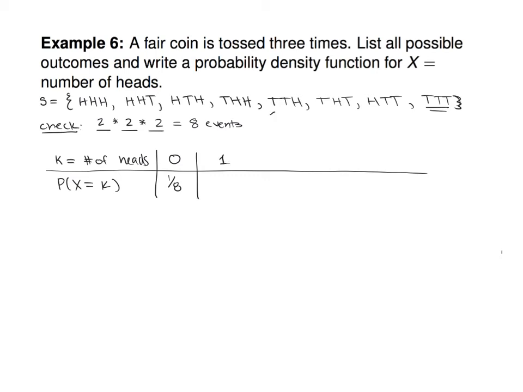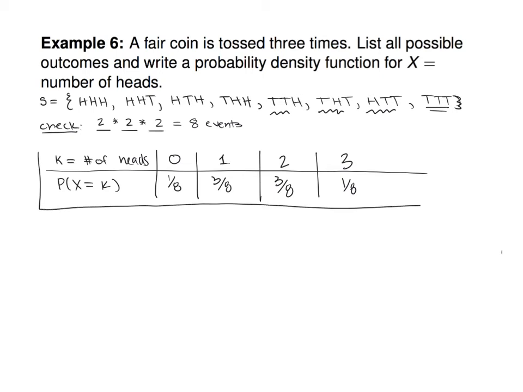1 head, well, that's either tails, tails, heads, tails, heads, tails, or heads, tails, tails. That's 3/8. 2 heads is a similar story, also has probability 3/8. And 3 heads has probability 1/8. So there is your probability density function.